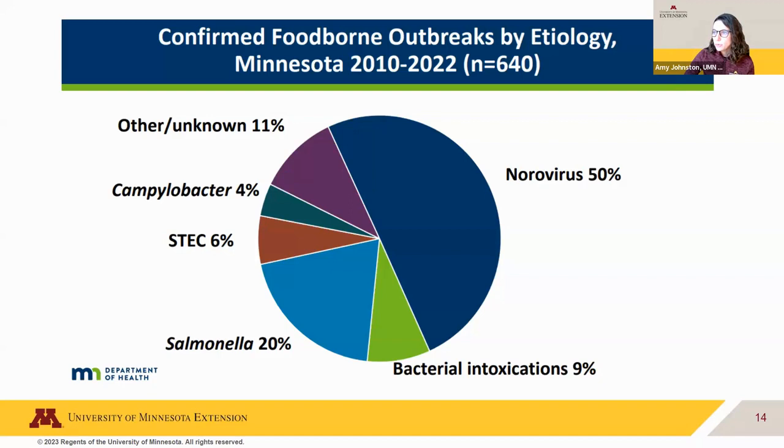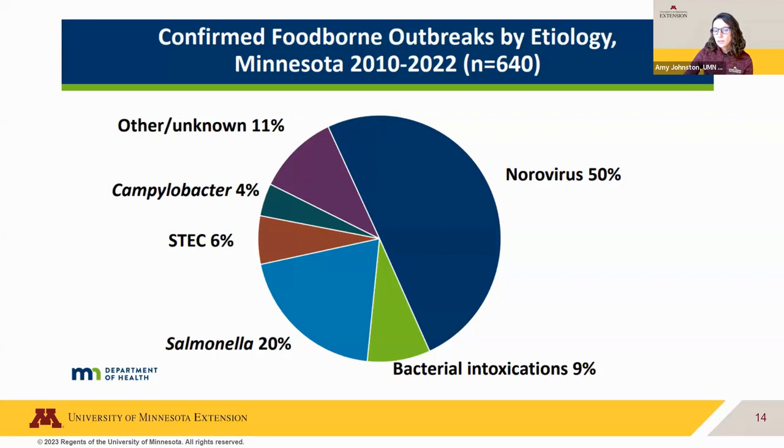On the screen, you can see some data from Minnesota Department of Health through the years 2010 through 2022. And this shows that in Minnesota, there were 640 outbreaks. That's what that N equals, 640. So we had 640 outbreaks.